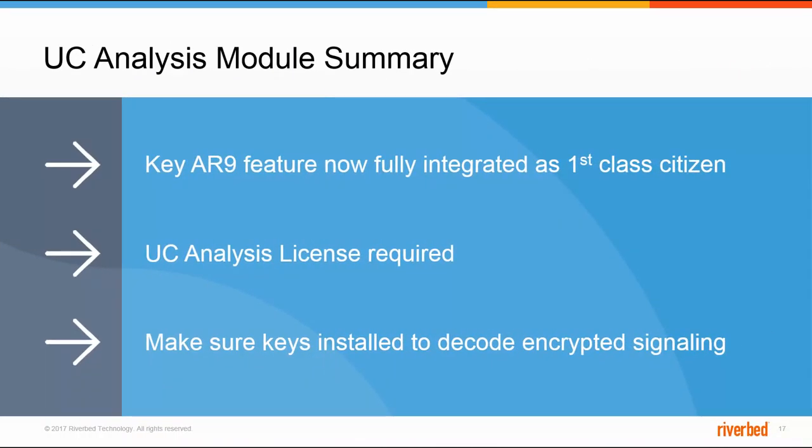So to summarize, in the 11.2.0 release of AppResponse, you get the following: those key AppResponse 9 features you've been waiting for. Make sure you get the UC license prior to installation so you can enable the UCA module. If you want to decode encrypted signaling, make sure you have those keys on hand.